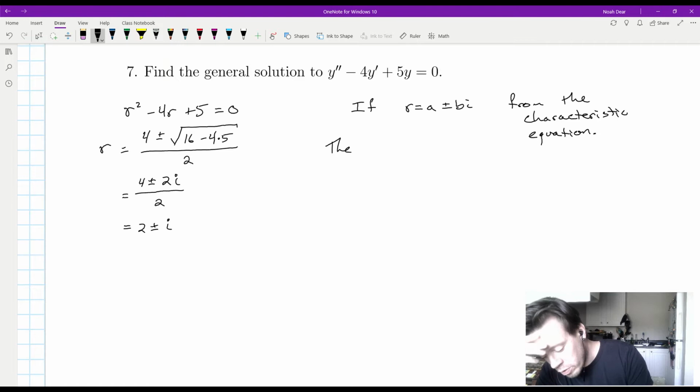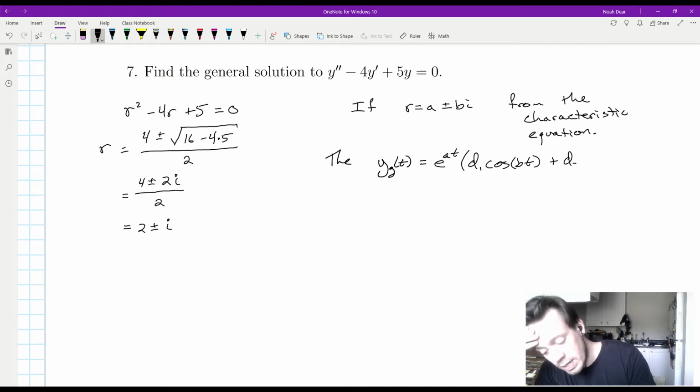Then the general solution is going to be y sub g of t is going to equal e to the at, parentheses, d1 cosine of bt plus d2 sine of bt.